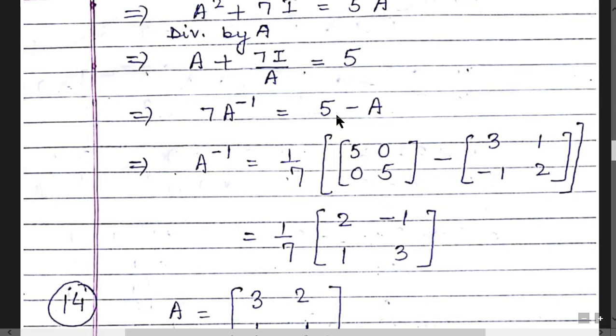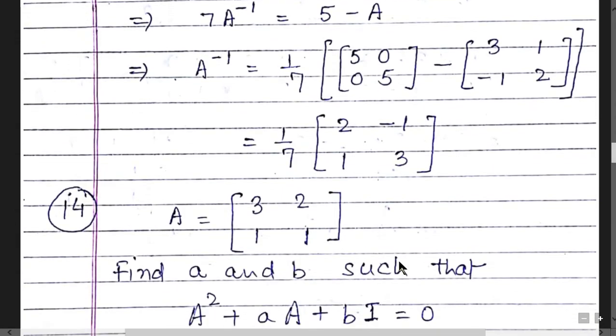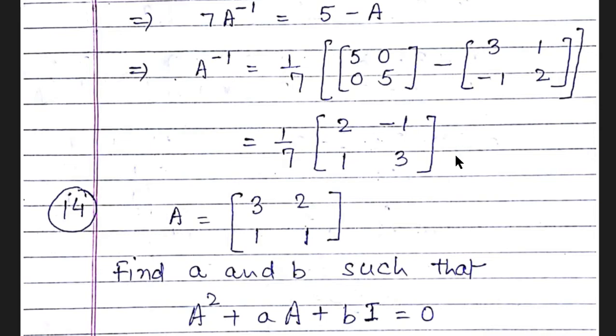5 can be written as 5I. It means it can be written as 5 0 0 5. Then insert the value of A. 5 minus 3, it's 2. 0 minus 1, minus 1. 0 minus minus 1, it's plus 1. 5 minus 2, this answer is 3. It means clearly you can find the value of A inverse from an equation derived above, not using adjoint A and modulus.